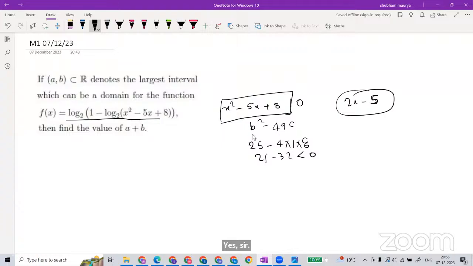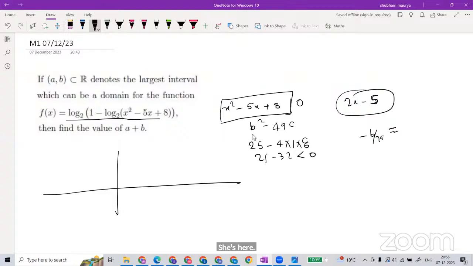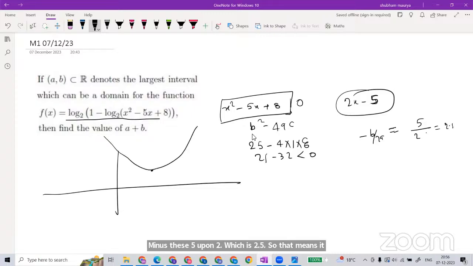So this is the derivative, so it is increasing. So what is going to be here, let's draw, there is no real root. And what is the symmetric? That is, vertex, minus b by 2a, which is here. Minus b is 5 upon 2, which is 2.5. So that means it will be like this, right?